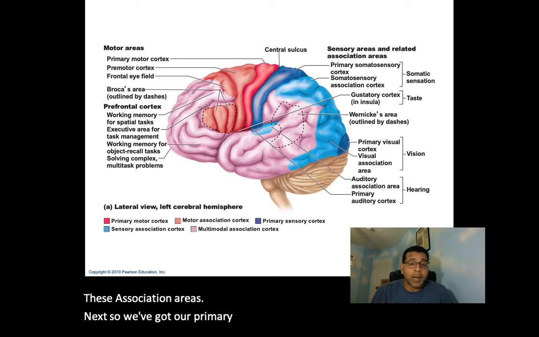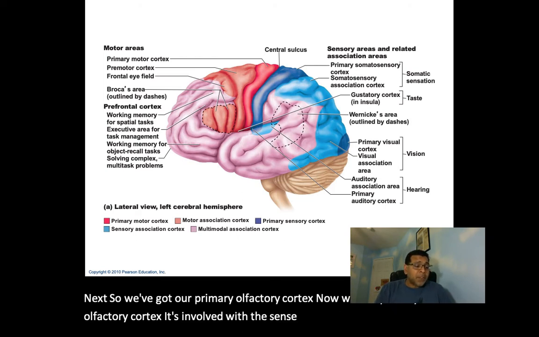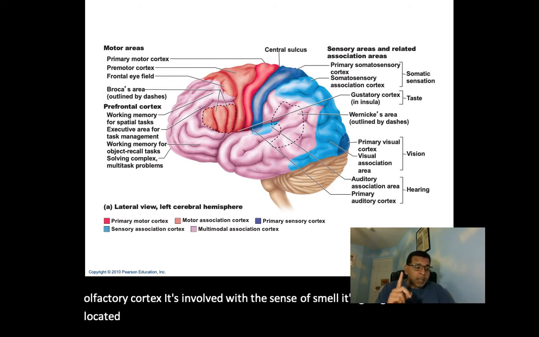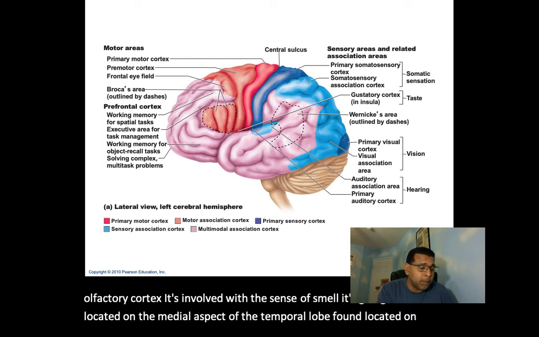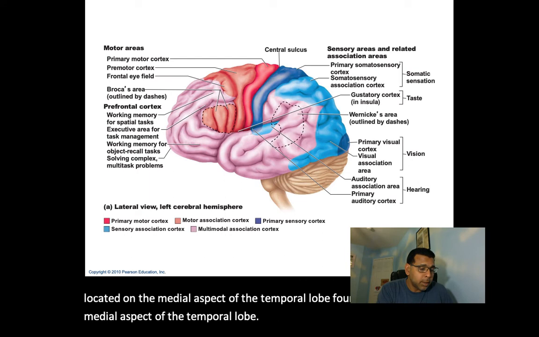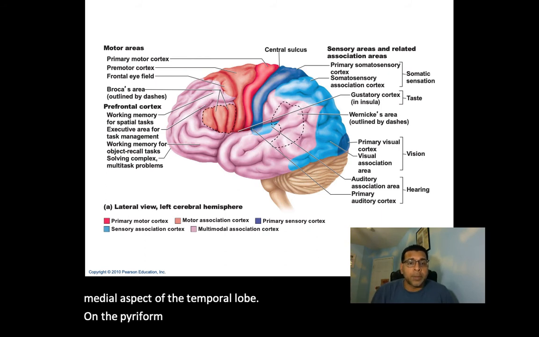Next up, we've got our primary olfactory cortex. It's involved with the sense of smell. It's going to be found located on the medial aspect of the temporal lobe, on the piriform lobe, as they also refer to it. So we'll look at that in a few seconds.